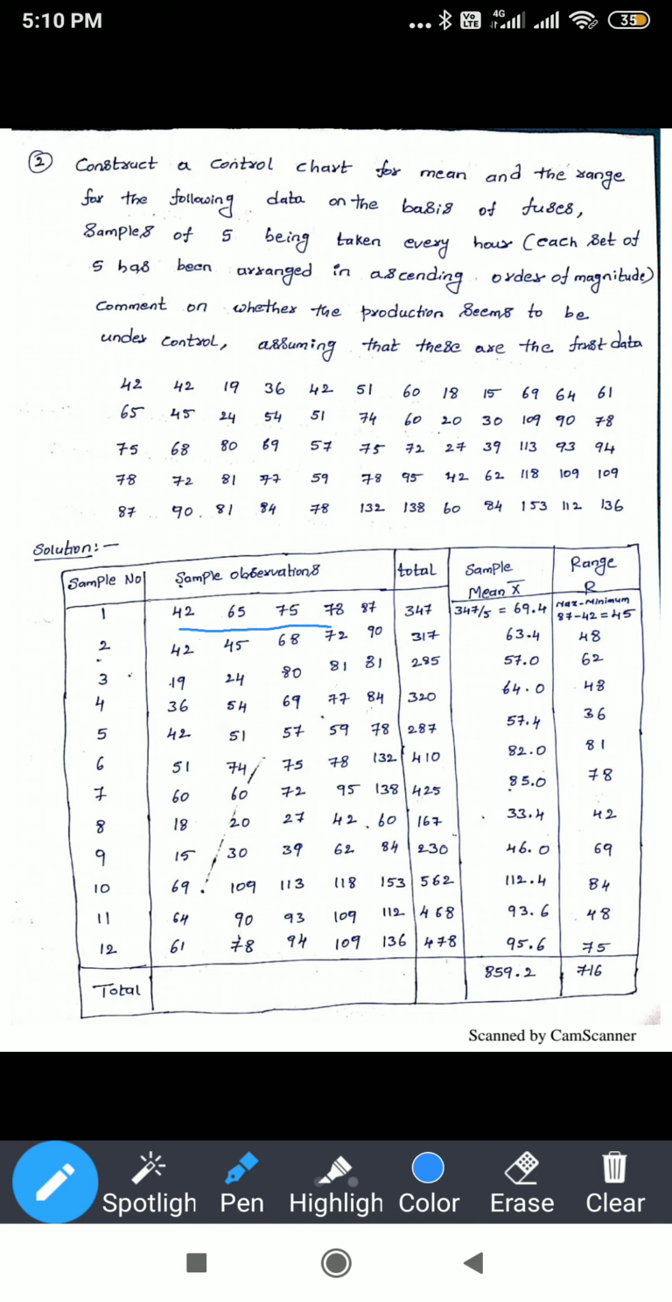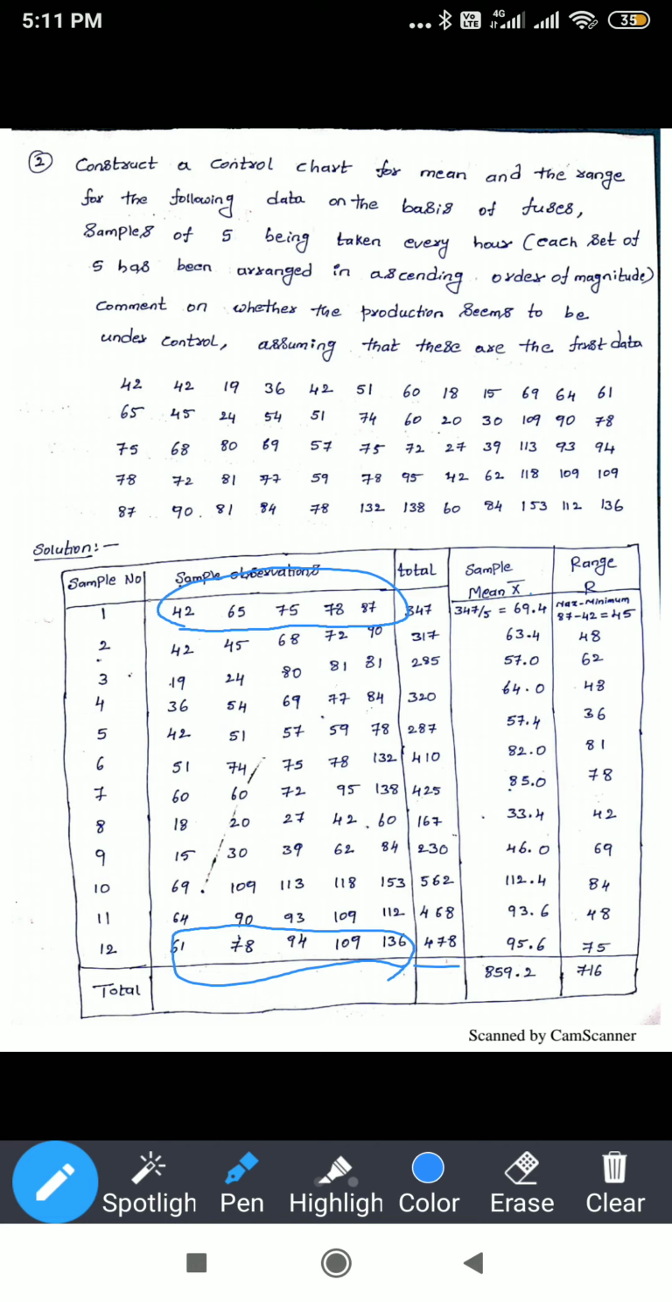compute the total of each sample, that is 347 you got. Like this you have to make the totals, up to the last sample, the 12th sample, which is 478. Now compute the sample mean x bar: 347 divided by the sample size, which is 5. When you divide by the sample size, you get x bar.